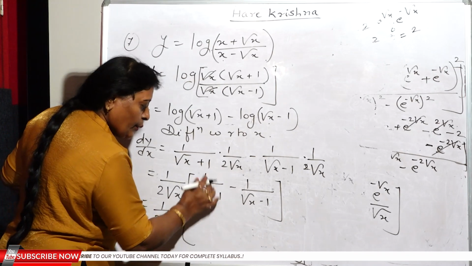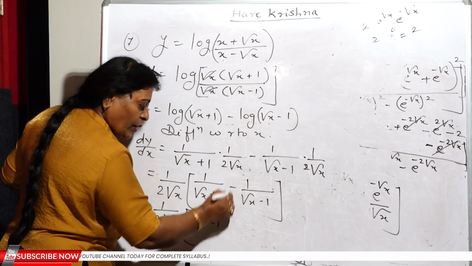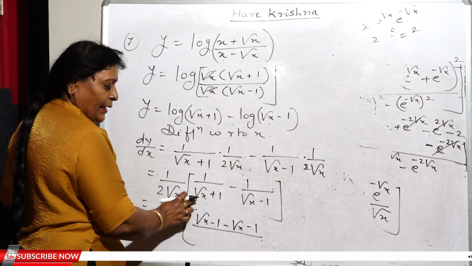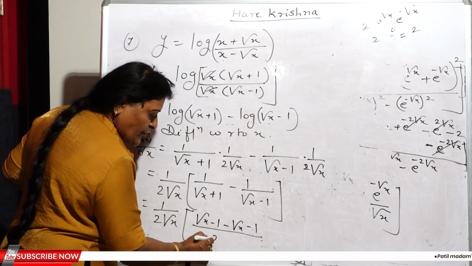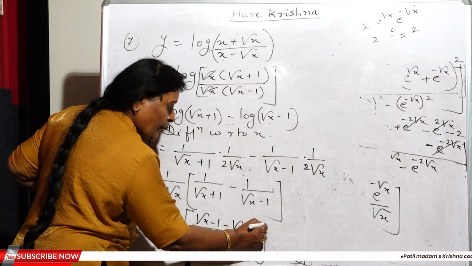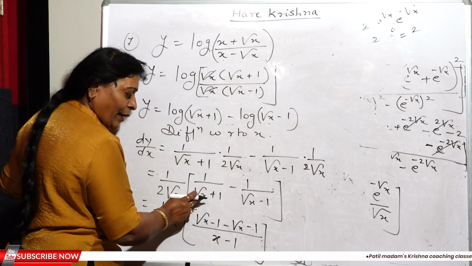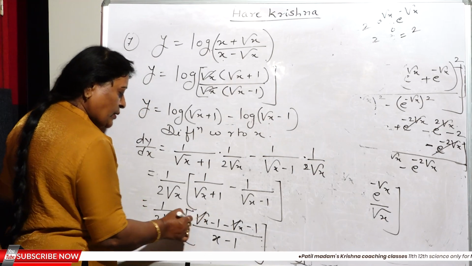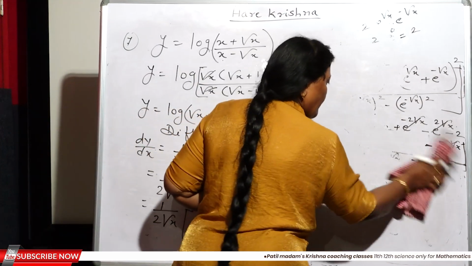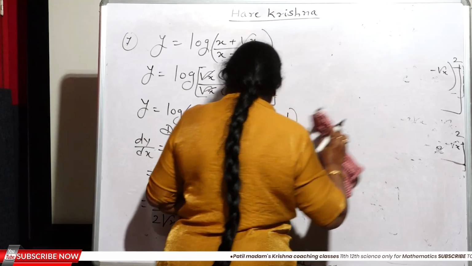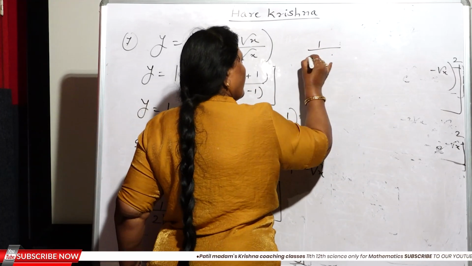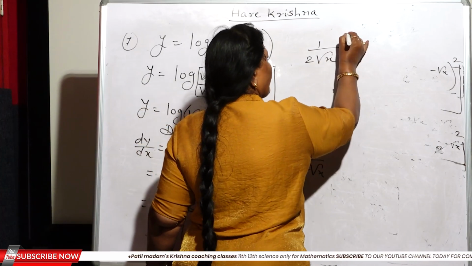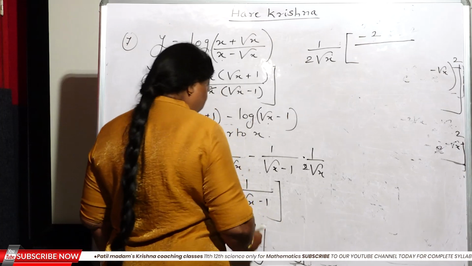Now 1 upon 2 root x. Here again root x minus 1, cross multiplication, minus root x minus 1, divided by, it is just like a plus b, a minus b, the square of the first term minus the square of the second term. If you square the root, the root gets eliminated. Root x whole square means x, and 1 square means 1. Again root x gets cancelled. What is the result here? That is, see, the result, that is 1 upon 2 root x. Here minus 1, that is equal to minus 2 divided by x minus 1.